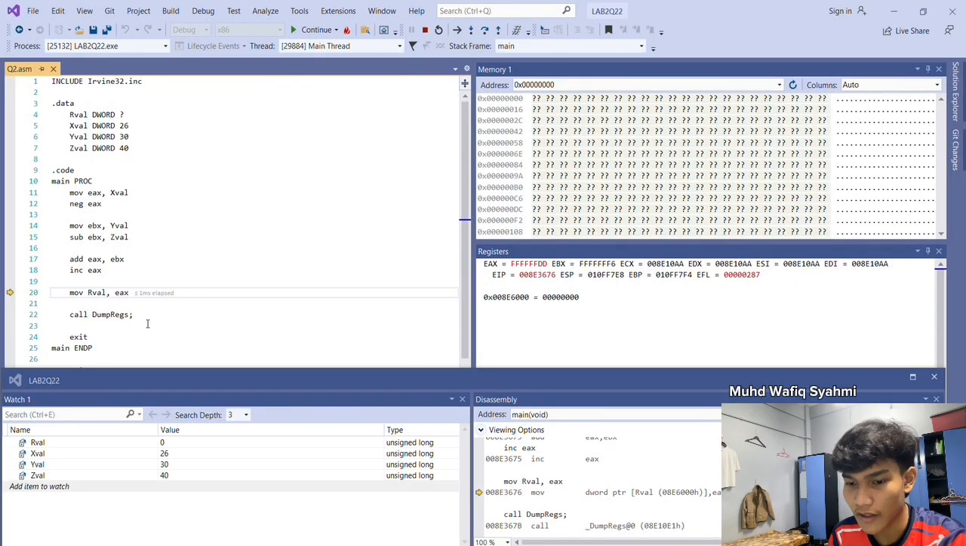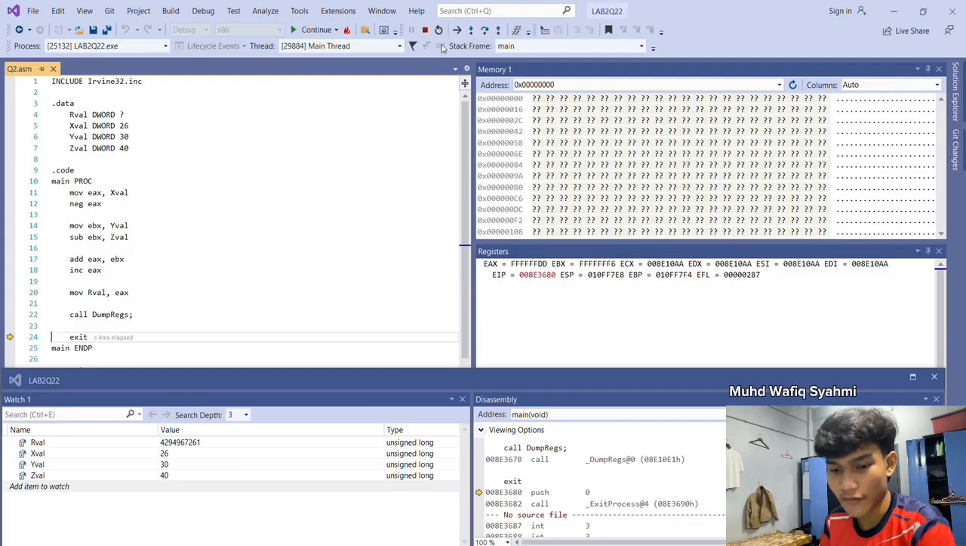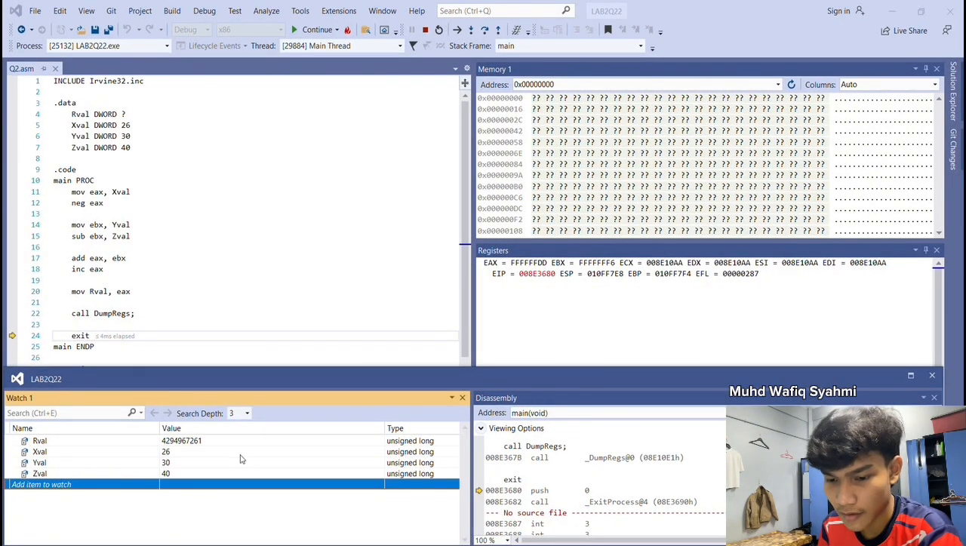Then mov R val, EAX. The value in EAX is stored into R val. So R val is equal to negative 35. Okay, so the final result of R val is 4294967261. The final result is negative 35.